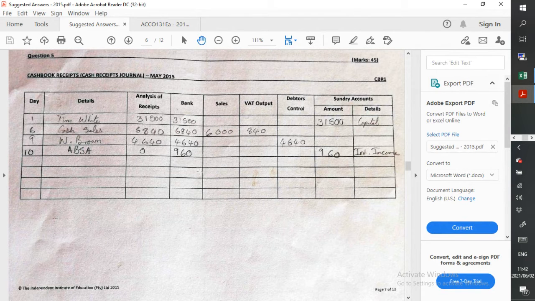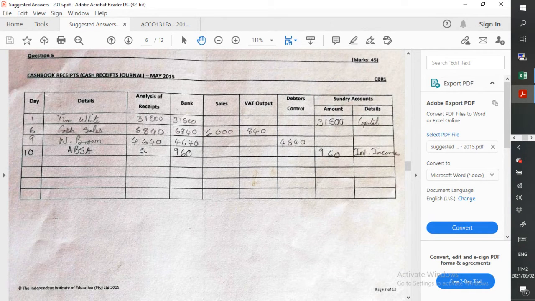Okay, last transaction happened on the 10th, when we received interest from the bank. Can you see? Look at your bank statement. You know that the interest is just applied to your account. So this is not money that goes through the business. You don't have representatives from ABSA come into the business and say, here's your interest, and then we put it in the till, and then we go and bank it later. No, it's already sitting in your bank.